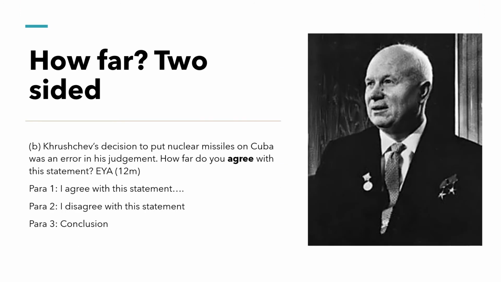Now, moving on. This is the B question, and if you have forgotten how Khrushchev looks like, this is how Khrushchev looks like. Now, Khrushchev's decision to put nuclear missiles on Cuba was an error in his judgment. So this is basically, like what I said, a statement. You can see that you have a statement here, and they ask you how far. Now, every time you see the words how far, it is definitely two-sided. That means it is yes, the decision was an error, or it could be no, the decision was not an error.